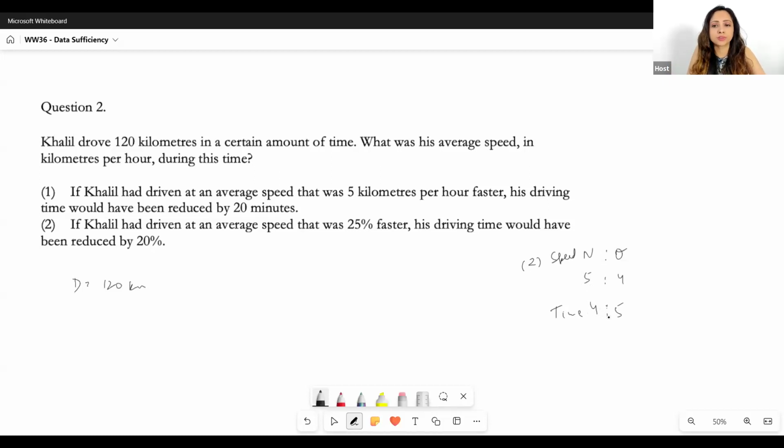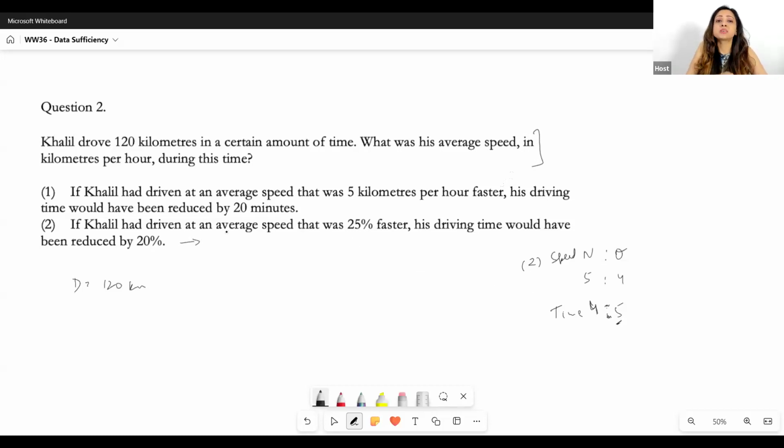inverse of that, 4:5. So I'm given his driving time would have been reduced by 20%. Look, this is the old time, 5, and it has gone to 4 on the ratio scale. So it actually has reduced by 20%. Now, here is the point: this statement gives me no information. This is something I can also say. It is nothing relevant to my data given in the question. It has nothing to do with what is given to me in the question.